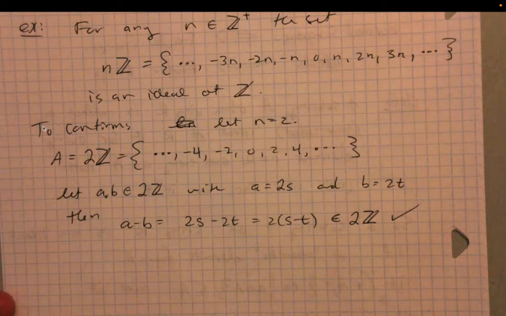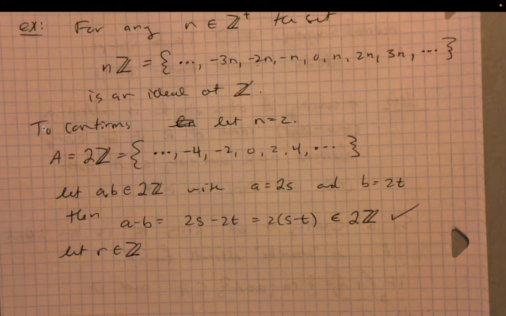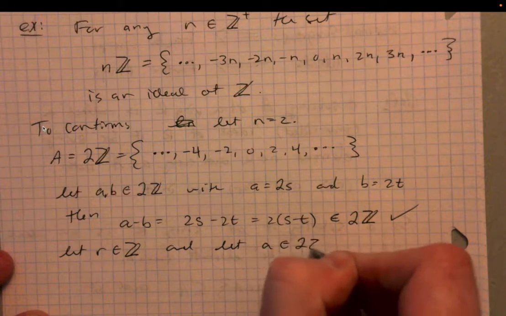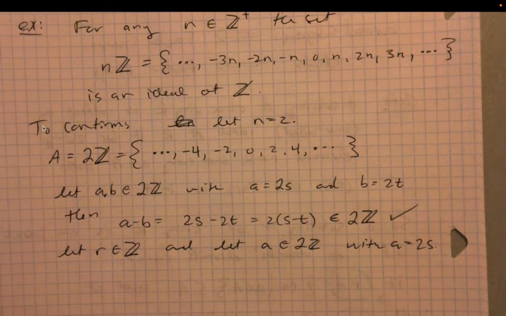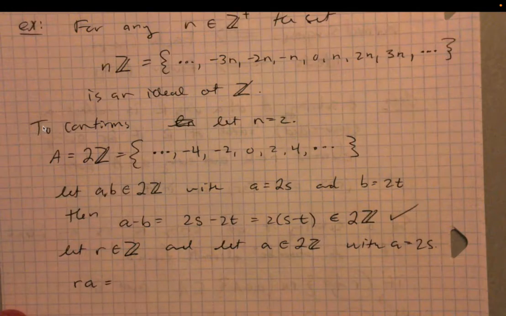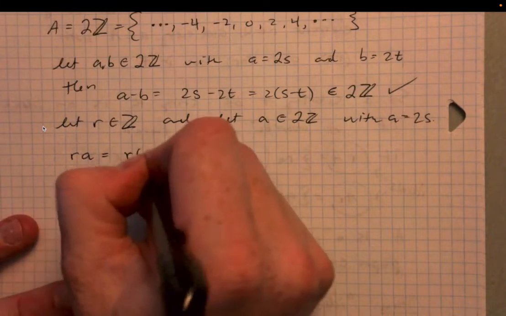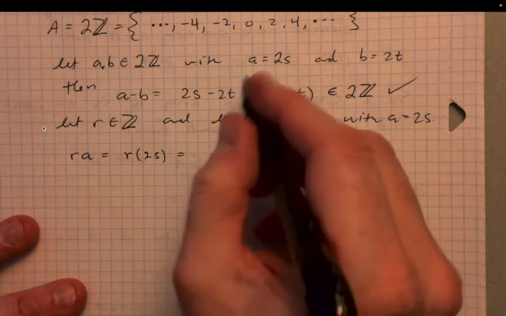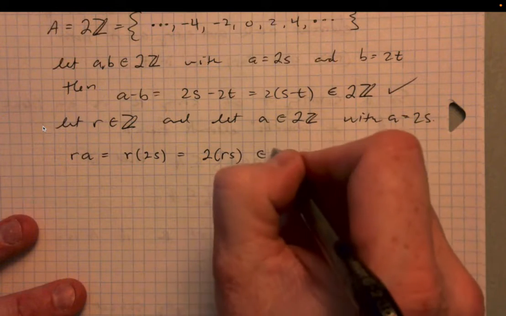And then let's let r be in the integers somewhere. And let's let A again be in 2Z, and we'll say A is equal to 2 times s. Then we need to check r times A. All right, so r times A is equal to r times 2 times s, right? And since these are just multiplication of integers, we know that that's equal to 2 times r times s. And so this is definitely in 2Z.